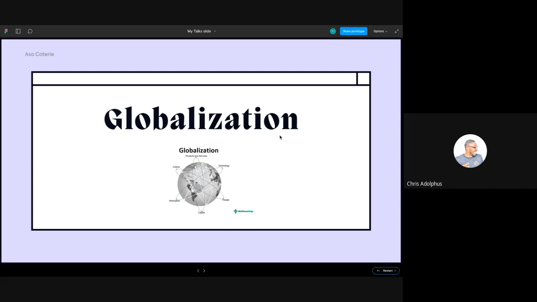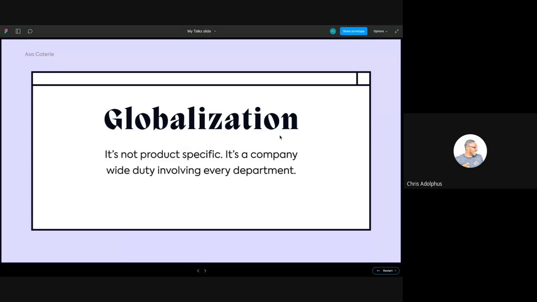They are pretty much in charge of leading the localization, internationalization, and translation activities within this company.